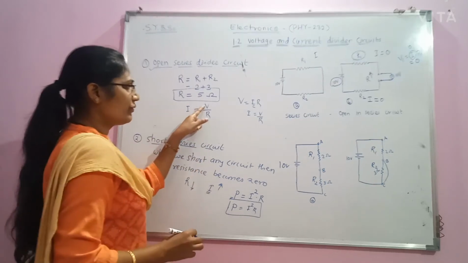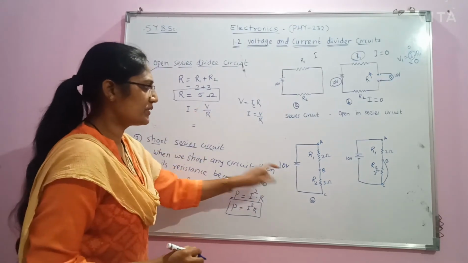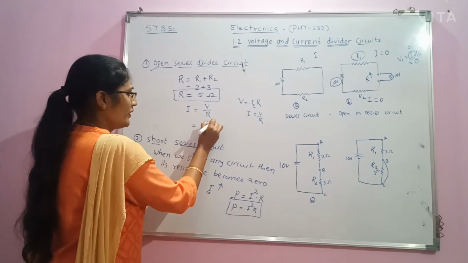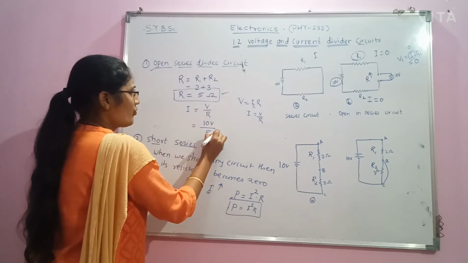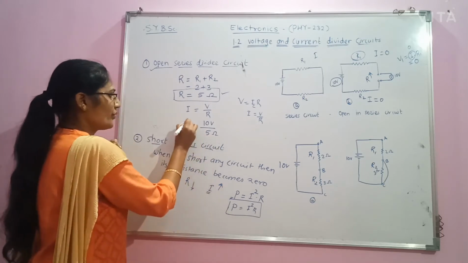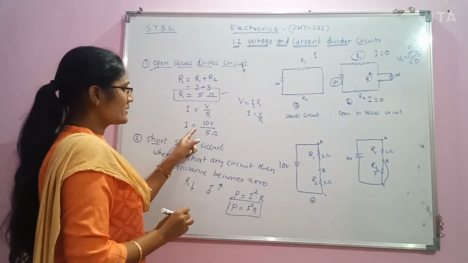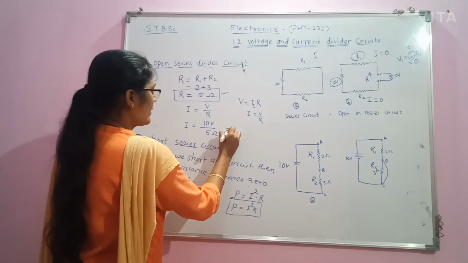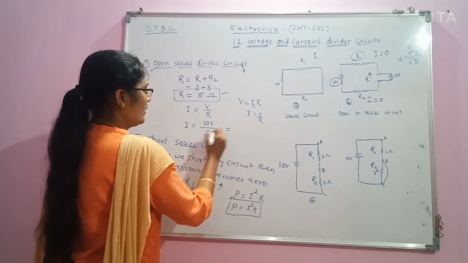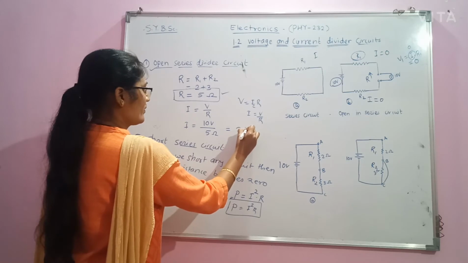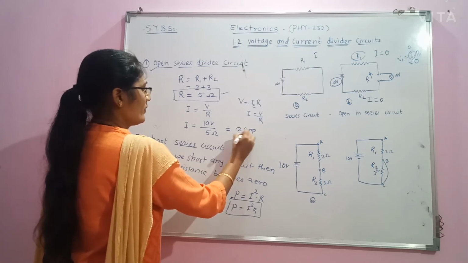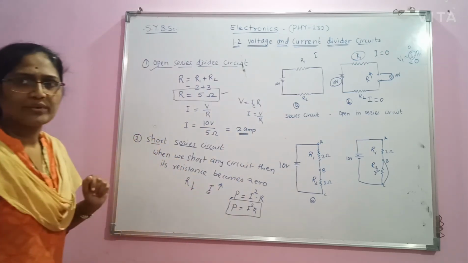What is the value of V here? The value of V is given as 10 volt, divided by the total resistance we have calculated as 5 ohm. Therefore, I comes out as how much? 2 ampere. The value of I is 2 ampere.